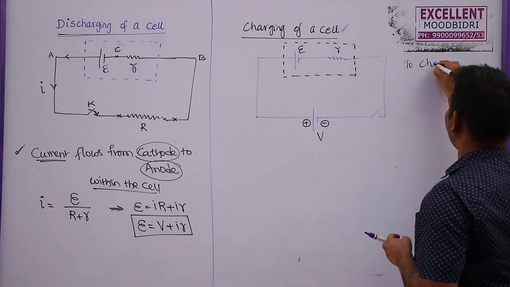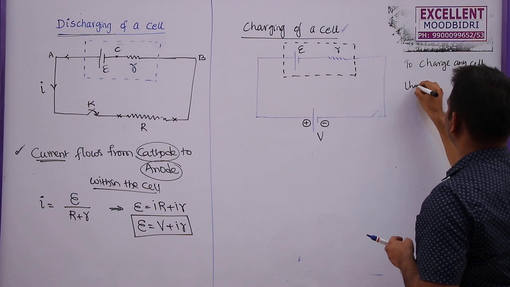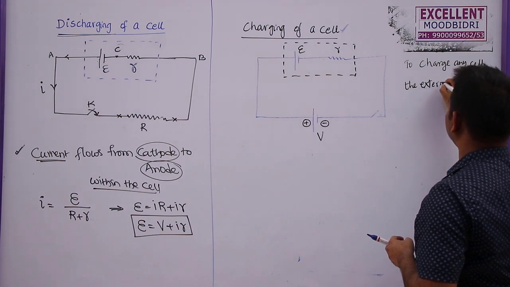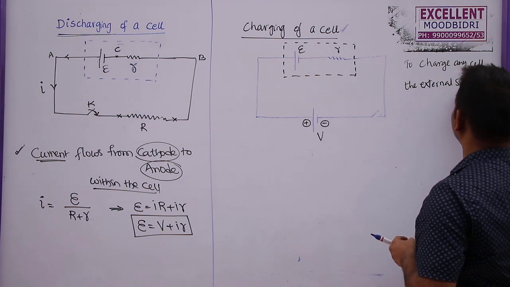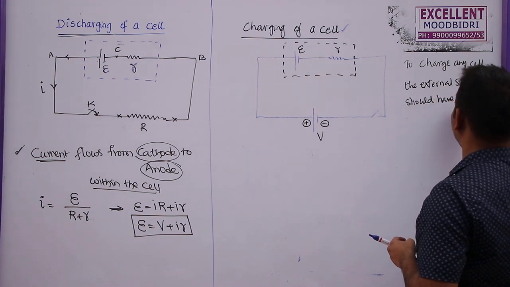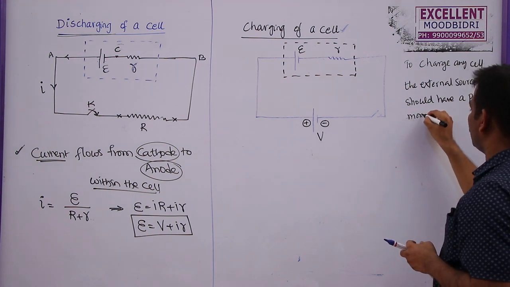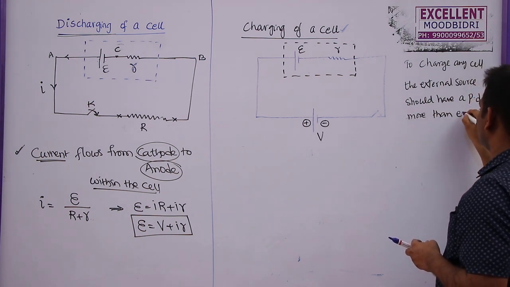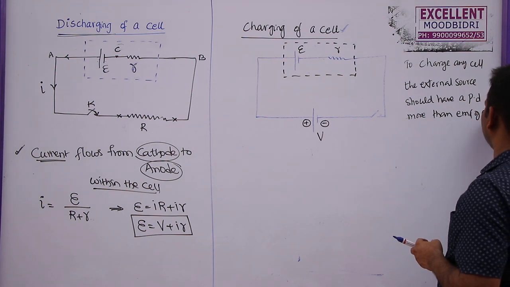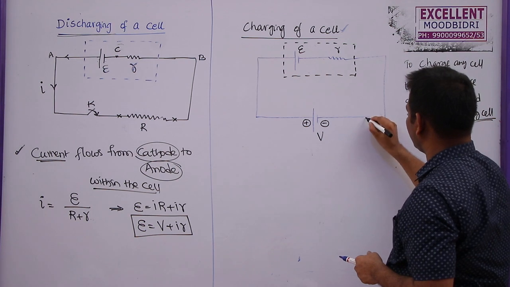So that is the condition here. To charge any cell, the external source should have a PD or potential more than the EMF of the cell that we are going to charge. Now in this case, here also we have a key.